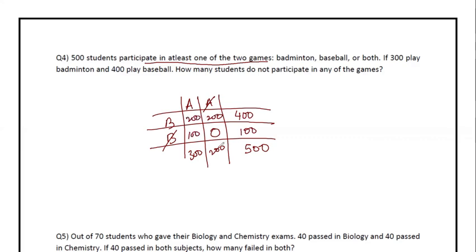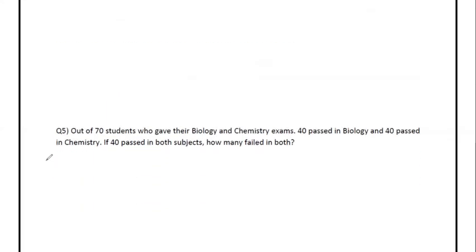Got it? And it adds up. So how many students do not participate in any of the games? So that is zero. So you'll get better clarity when I solve this using the Venn diagram.